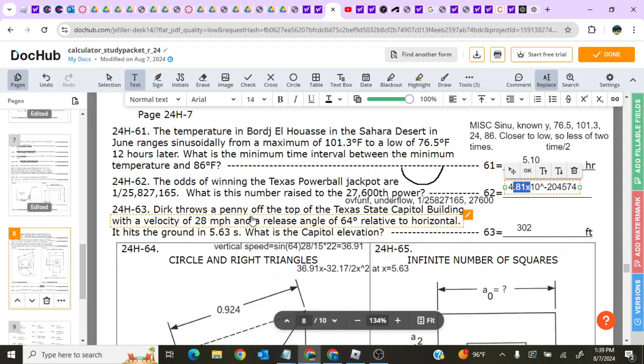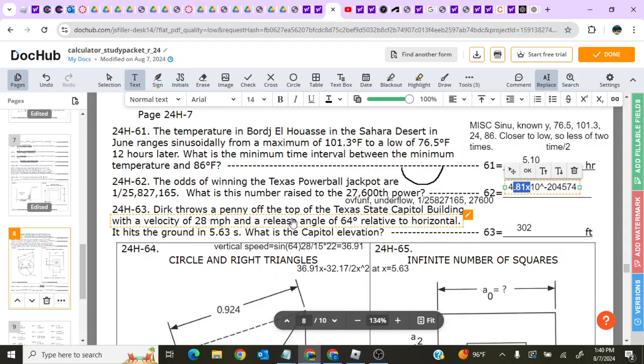Dirk throws a penny off the top of the Texas State Capitol building, velocity is 28 miles per hour, launch angle 64 degrees. It lands on the ground in 5.63 seconds. What is the Capitol elevation? Unfortunately, we do not have a 1D kinematics program that does not take a y value. We may be able to actually, can we use Kenny? You would need x naught. So, in this case, we'll have to do it ourselves.